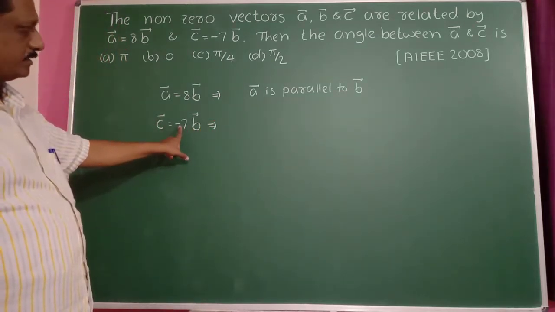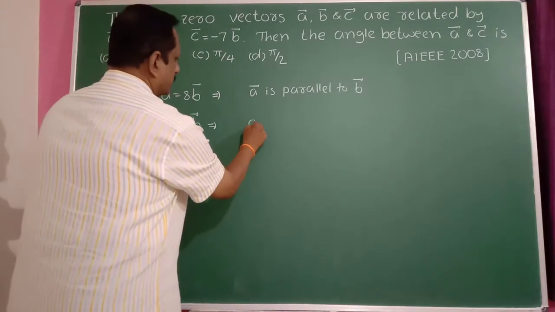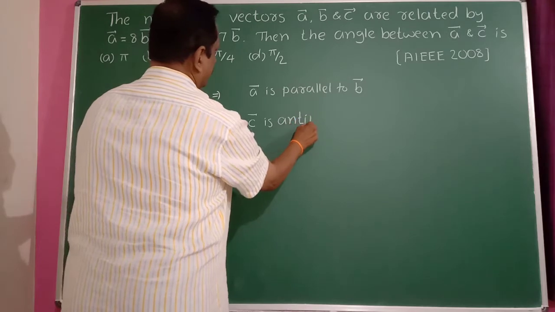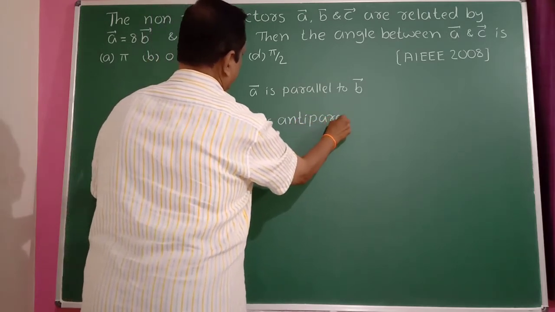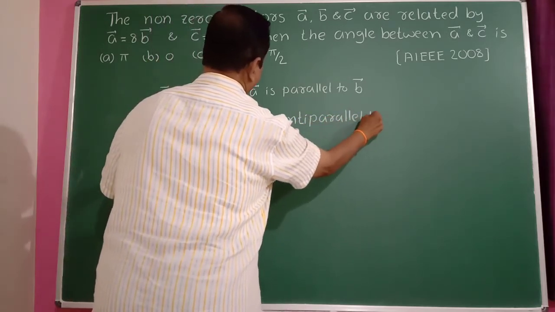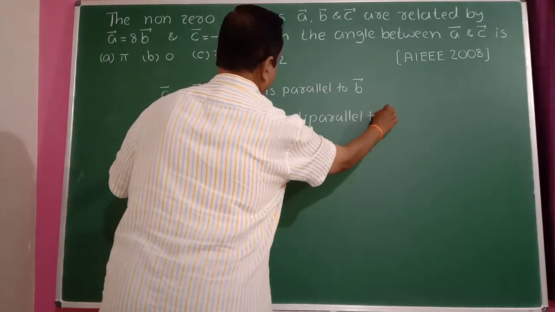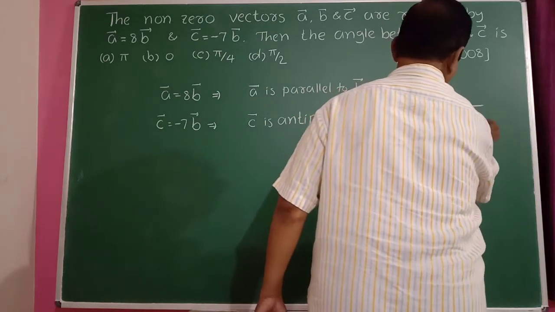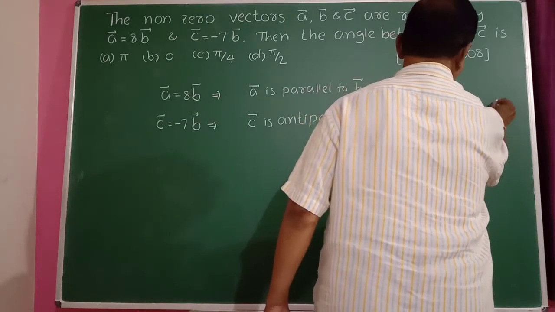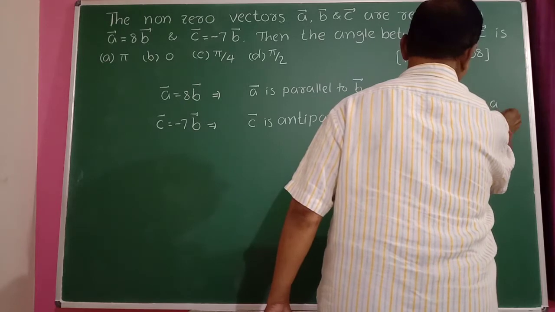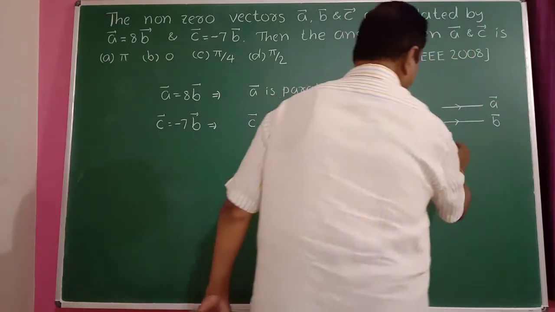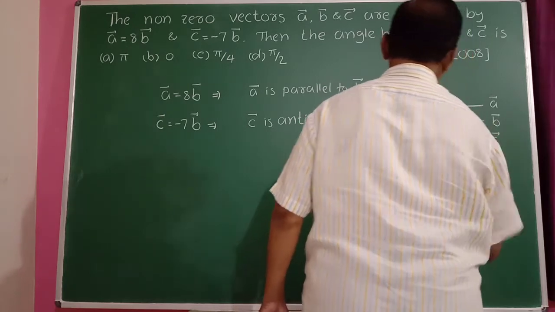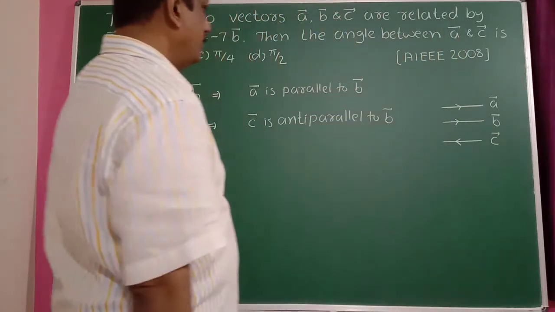So here C bar equal to minus 7 into B bar, with a minus sign there. Hence C bar is anti-parallel to the vector B bar here. It means that A bar and B bar are parallel to each other, meaning that they are having the same direction here. And C bar anti-parallel means it is in the opposite direction. Hence, A bar and C bar are anti-parallel.